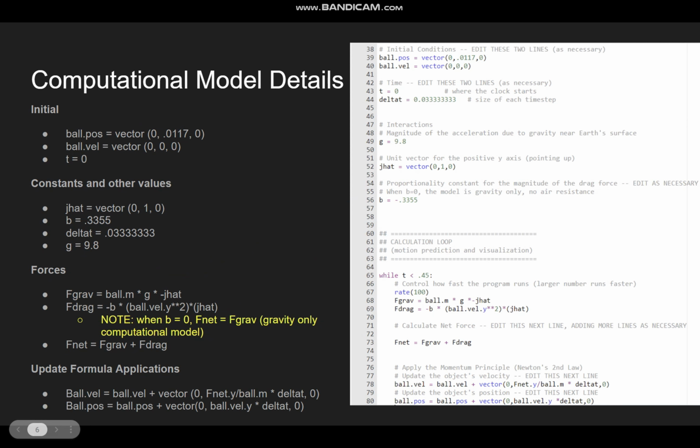Our F grav is the mass of the ball times g times negative j hat. Our force due to drag is negative b times the ball's velocity squared times j hat. Please note that when b equals 0, F net equals F grav, the gravity-only computational model. So all our code can be used in the gravity-only computational model when b equals 0. Our F net is equal to F grav plus F drag. Update formula applications are seen here and here.